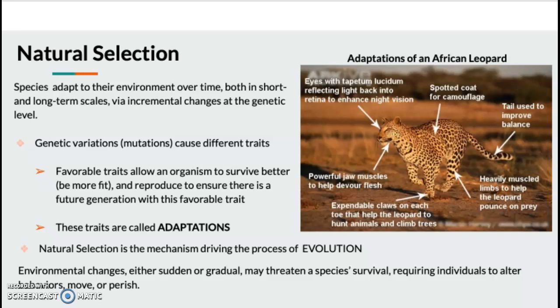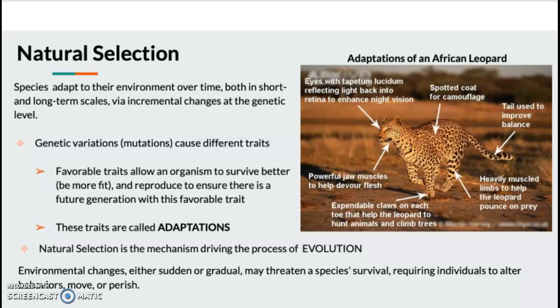And because they can survive, they're able to reproduce, and they're going to pass along whatever genes had that favorable trait to their offspring. Those traits are called an adaptation. So the mechanism is natural selection, and the process over time is what we call evolution. So nature is going to select by having those organisms better able to survive and pass along their traits.